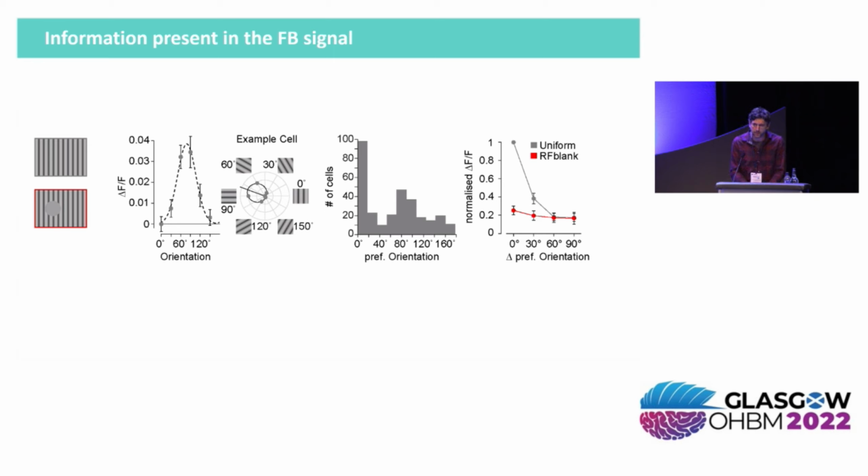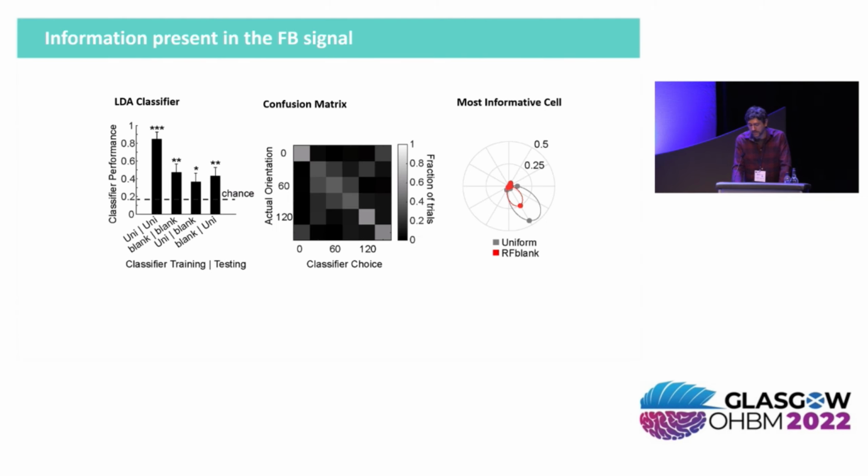So this seems to argue against the idea that feedback is really bringing back the specific feature that should be present in the receptive field here, where we'd expect to see most of the activation at 0 degrees. Instead, it seems to be more of a subtle bias across the population. So that raises the question, could we even decode which orientation was in the background in this particular case? And the answer to that is yes, we can.